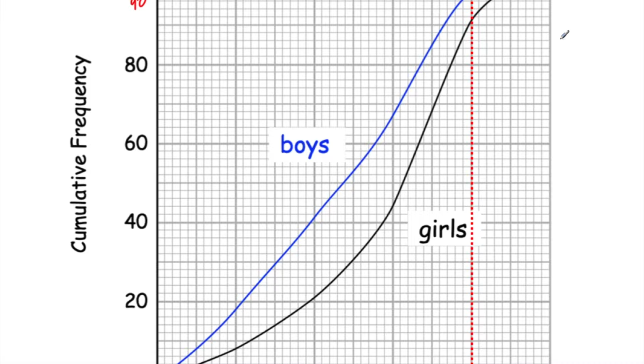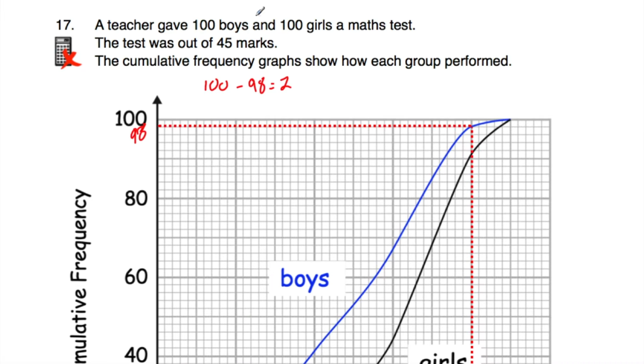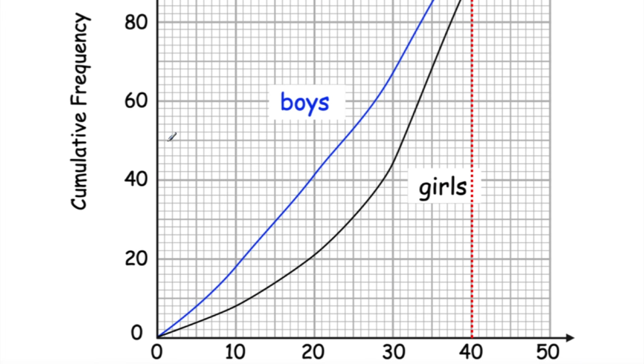Okay, so let's find the median for each of them to begin with. We were told there's 100 boys and 100 girls, so we're going to go to 50. So 50 would be here. We're going to go across and down and find the median for the boys and the median for the girls. So let's get our ruler and go from 50, which is here, across to both lines.